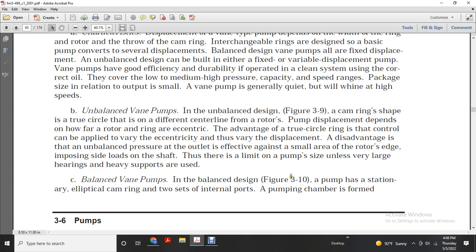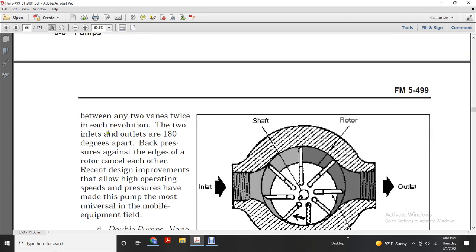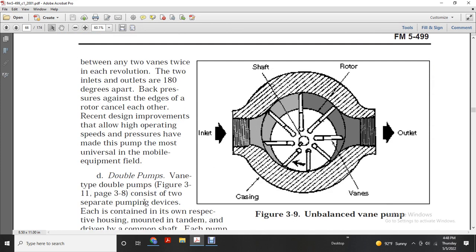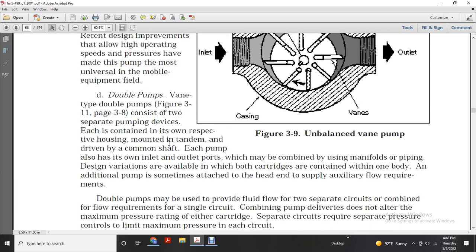Balanced vane pump. In the balanced design, figure 3.10, the pump has an elliptical cam ring and two sets of inlet and outlet ports. A pumping chamber is formed between two vanes twice for each rotation, with inlet and outlets 180 degrees apart, so pressure against the edges of the rotor cancels out. Recent design improvements allow a high operating speed. This pump is universal in the mobile equipment field. Figure 3.9 shows the unbalanced vane pump, showing the shaft, the rotor and vanes, and the casing inlet and outlet.